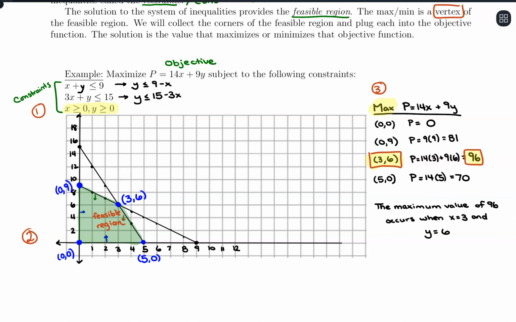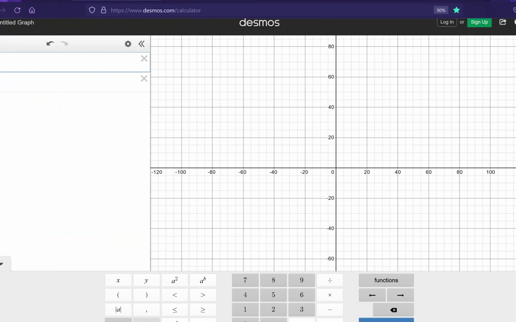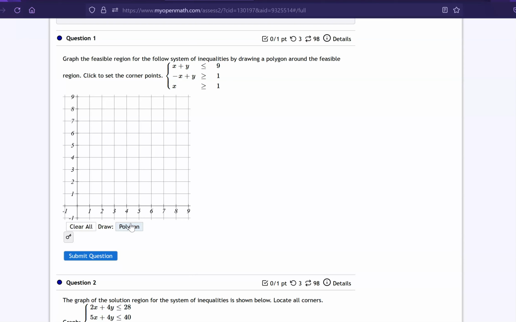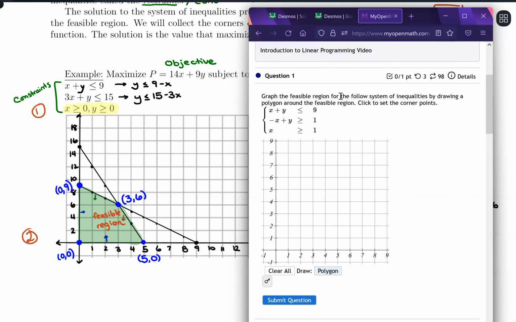Oh, and with MyOpenMath, oh, and let's look at Desmos too. Sorry, all these ideas right at the end of how technology can help us. So with MyOpenMath, the solutions, it's going to say draw a polygon. So like for this case, I'm not going to do the one, it's going to take me too long to try to do that one. So you want to do side work, like on a separate piece of paper to get this feasible region going. So with this, where it's saying graph the feasible region has these corners (0, 0), (0, 9), (3, 6), (5, 0), what I'm going to do in MyOpenMath is draw the polygon.